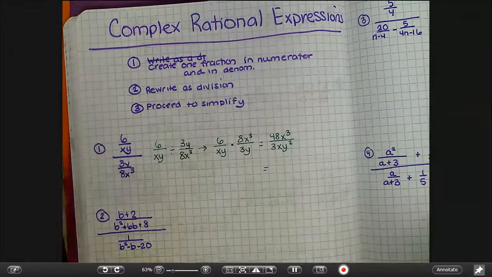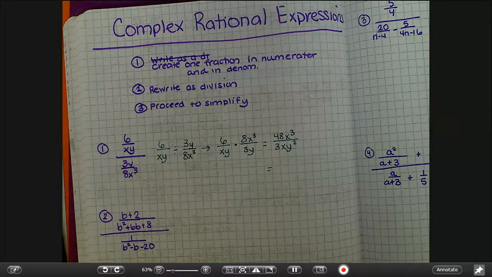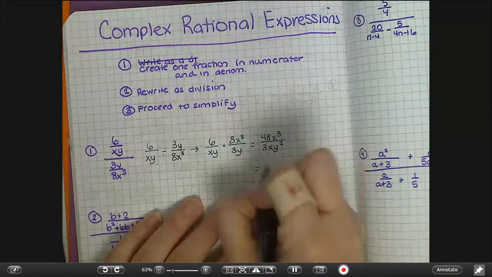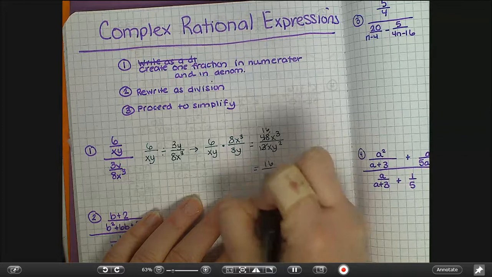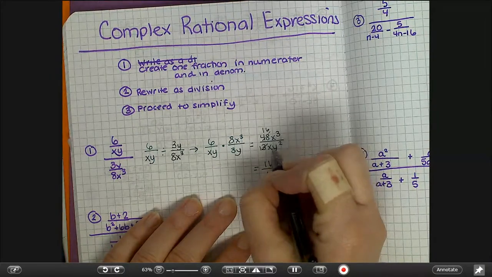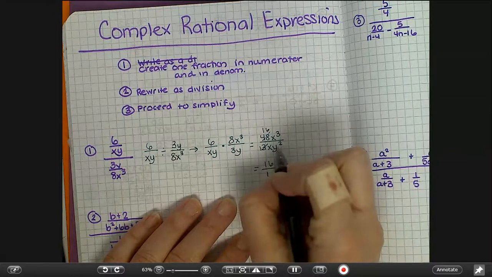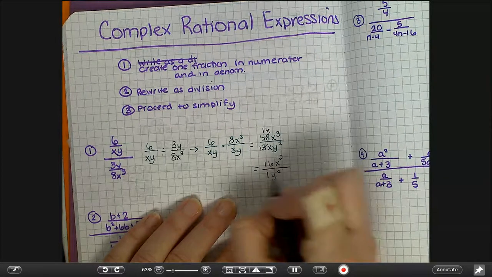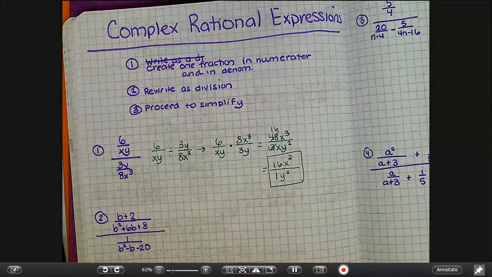And now we need to simplify. So 48 divided by 3, I think it's 16, but I'm going to verify. Yes. So we're going to have 16 and 1. We have x cubed and x to the first, so that's going to end up being x squared because we subtract. And the y squared doesn't have anything on top, so we're just going to keep it there in the bottom. So 16x squared over y squared. The 1, obviously, you don't need that guy.